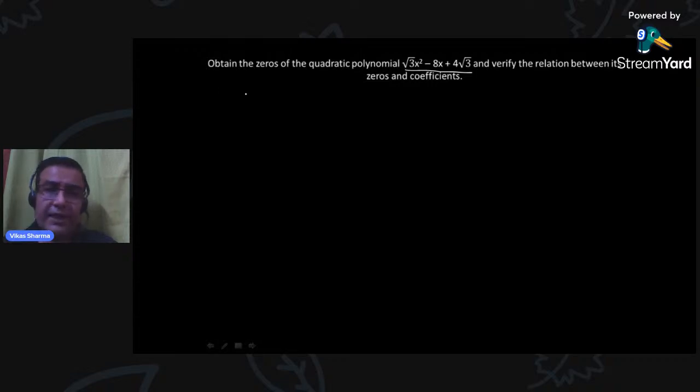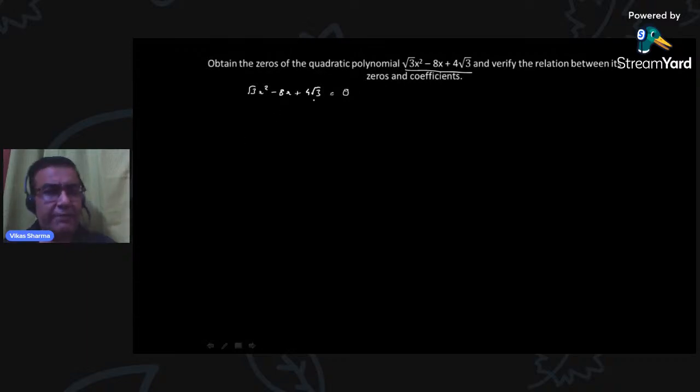So let's write the polynomial first. Root 3x square minus 8x plus 4 root 3. Okay, because we are going to find the roots of the polynomial, that means we'll have to equate it to 0.